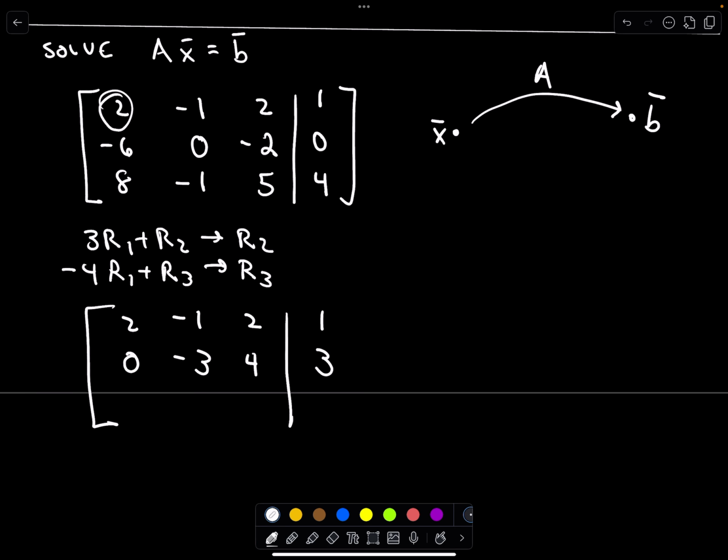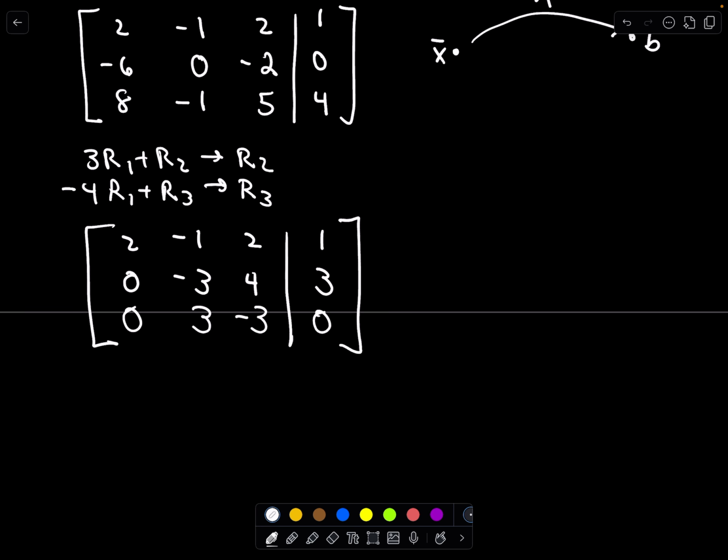So negative 4 times 2 is negative 8 plus 8 is 0. I would have a positive 4 minus 1. That's going to be 3. And then I would have negative 8 plus 5. That's going to be negative 3. And then we would have negative 4 plus 4. That's going to give me 0. So I think that looks so far so good here.